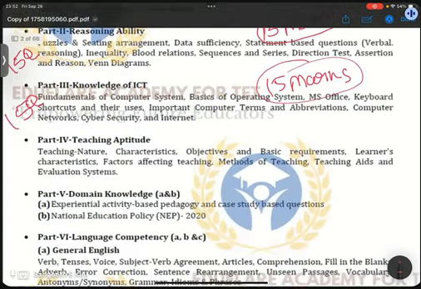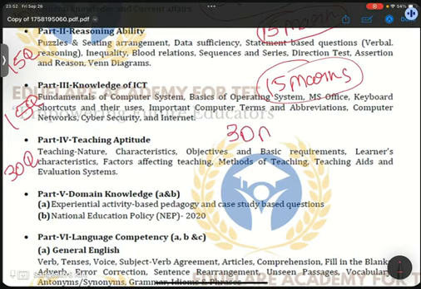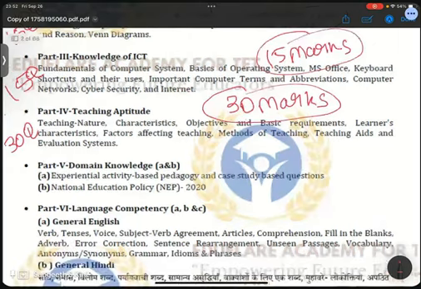Next we have part 4, that is teaching aptitude. This is a most important part because 13 questions are asked from this area with 13 marks.